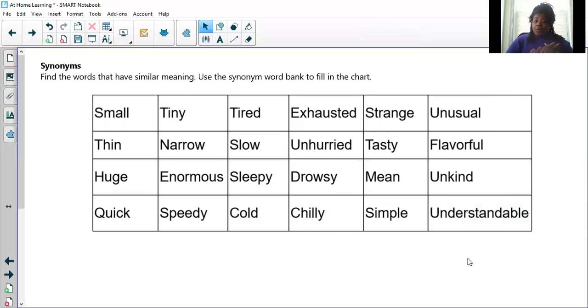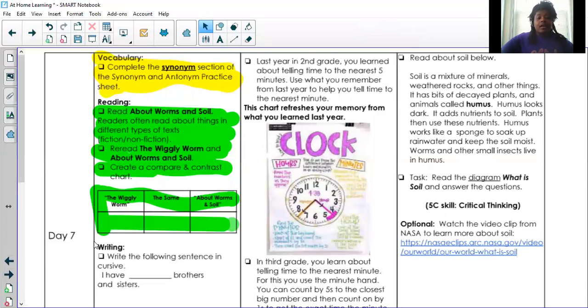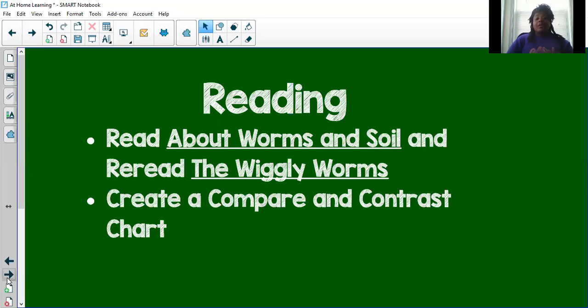So that's it for your synonym vocabulary part today. Tomorrow you guys will be working on the antonyms. And we're moving on to our reading. So for the reading, again, I wanted to show you where you can find day 7 and how it looks inside your packet exactly. That's in the green highlighted section. Today we're going to read about worms and soil, and then we're going to reread Wiggly Worms and create a compare and contrast chart.